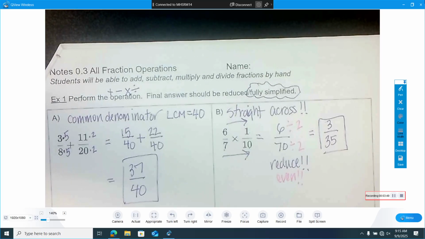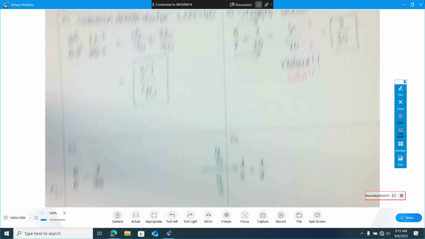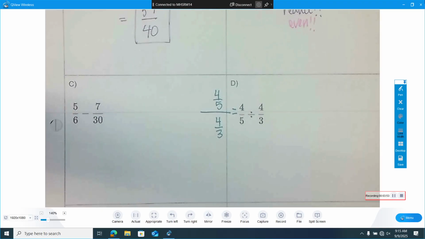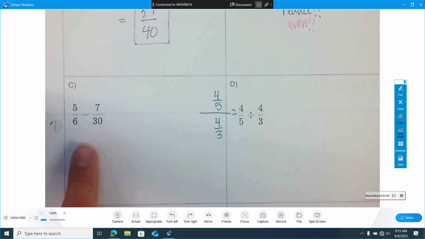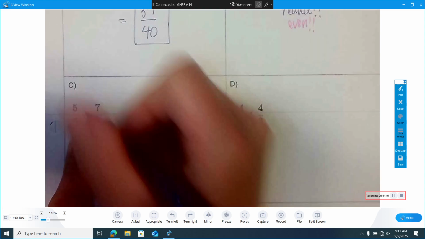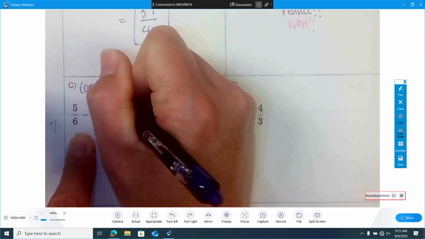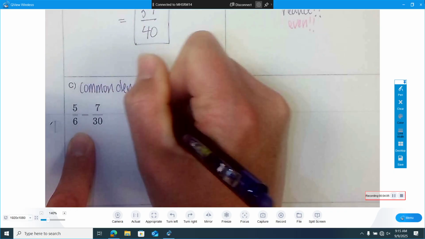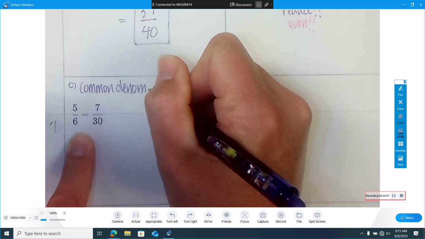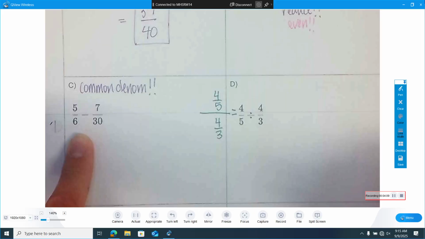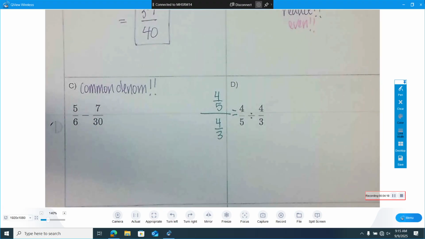All right. Let's look at letter C. All right. What operation are we doing on letter C? Subtraction. What do we need in order to subtract fractions? Common denominator. Common denominator. I'm just going to write denom. Okay.